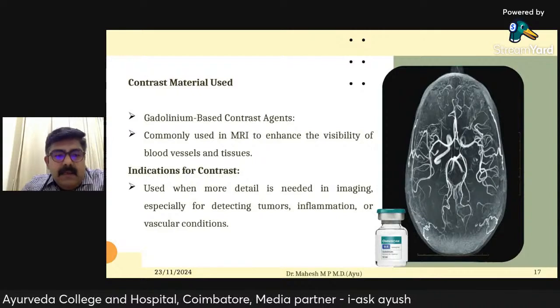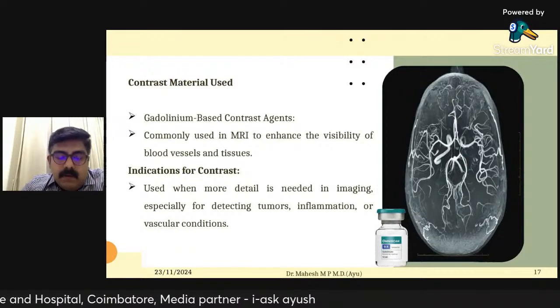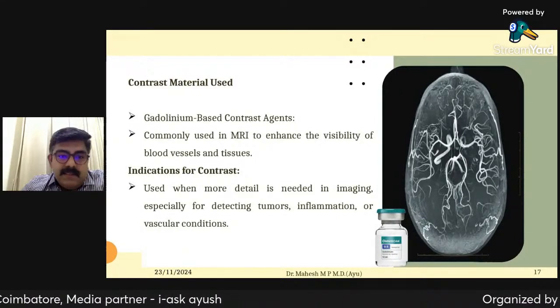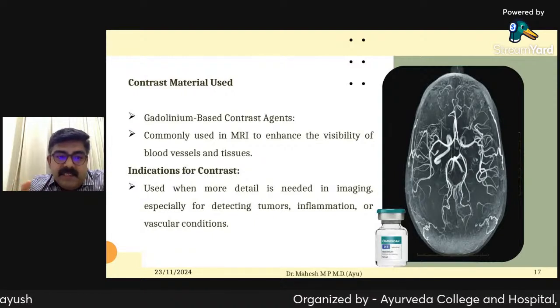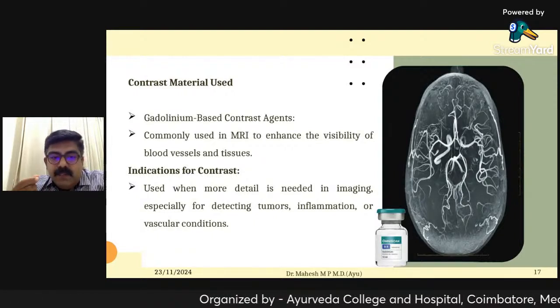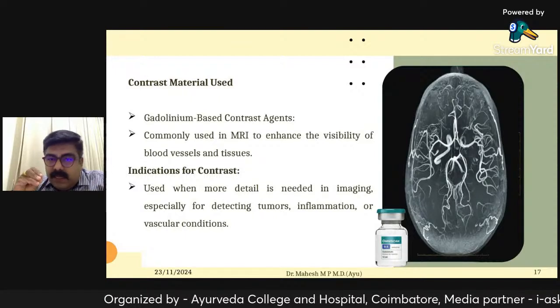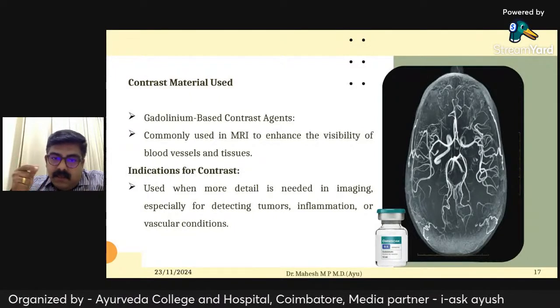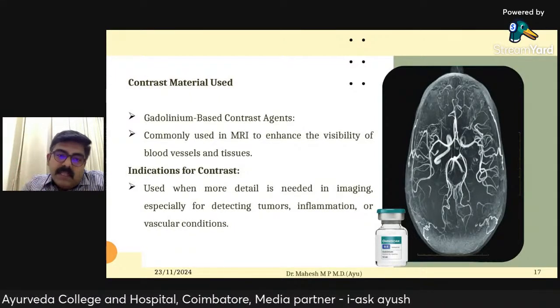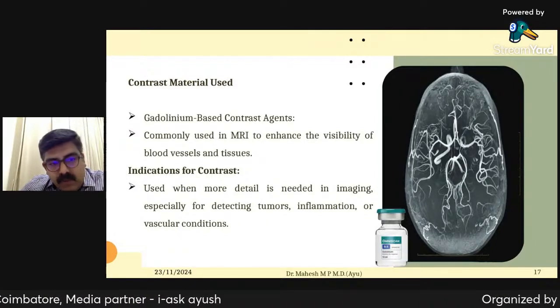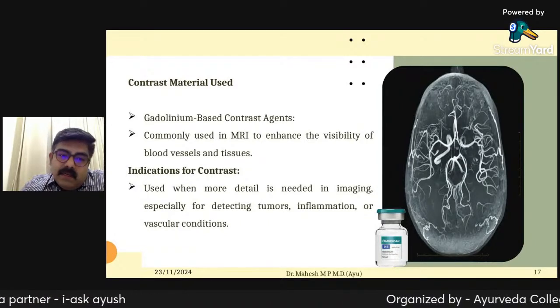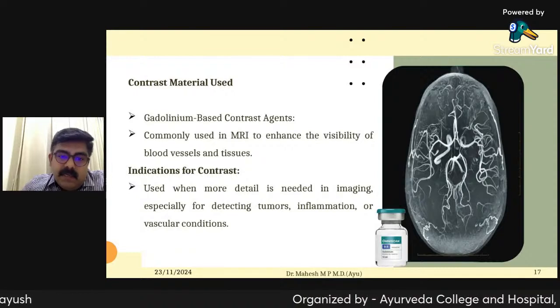Contrast material has to be used when more detailed imaging is needed, especially for detecting tumors, inflammations, or any vascular conditions or vascular changes. All those things, including angiogram and brain angiogram, will be more convenient with gadolinium or contrast material use.